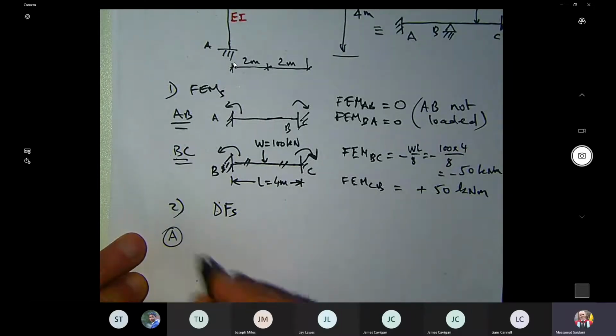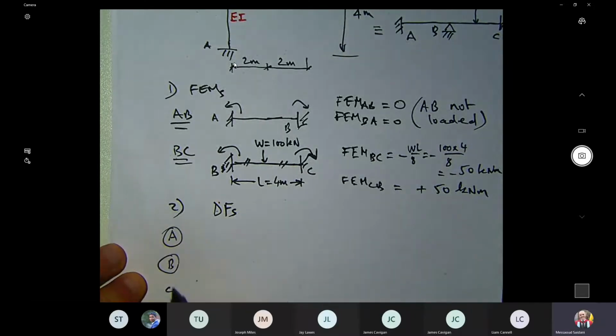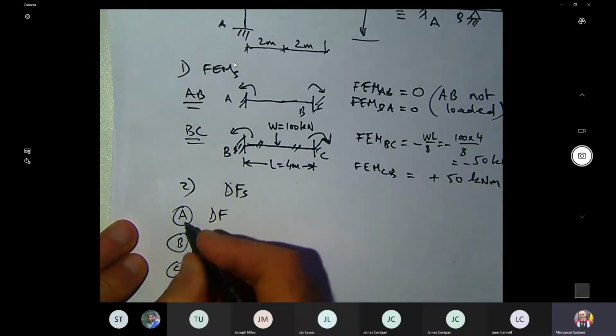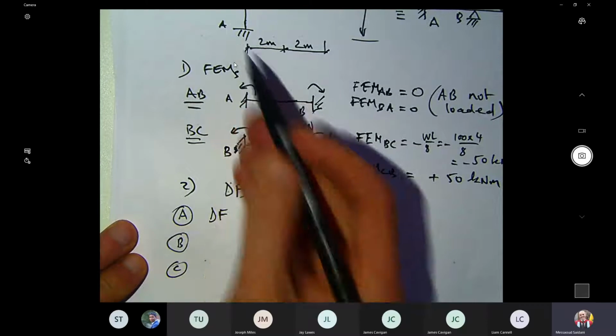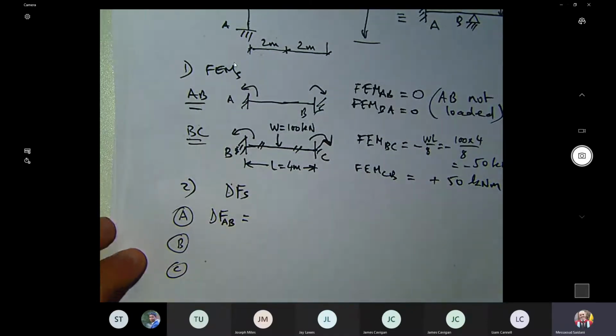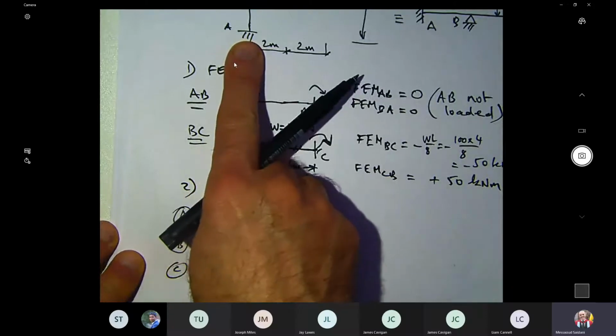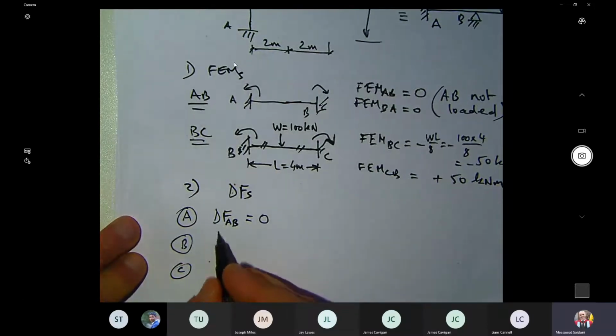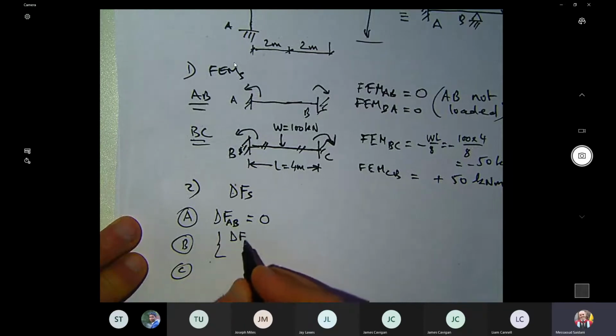So therefore, we have A, B, and C, okay? We have 3 joints. So what is it for joint A? We have only one member connected to A, and that's member AB. So what's the distribution factors if it's rigid? Yeah, exactly, always. And then at B, we have 2 members. We have member BA, and we have member BC.